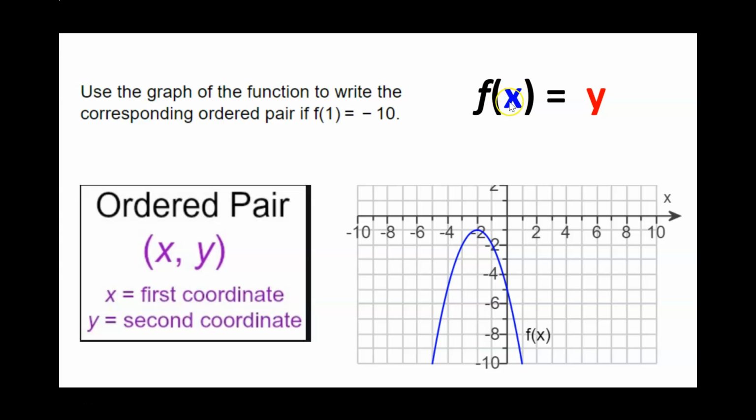X is always going to be inside the parentheses. Y is going to be the output on the opposite side of the equal sign. So this is my x and y. This creates my ordered pair. Use the graph of the function to write the corresponding ordered pair. It will be 10, comma, -1 for this answer.